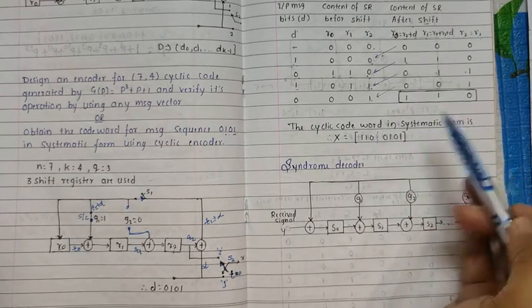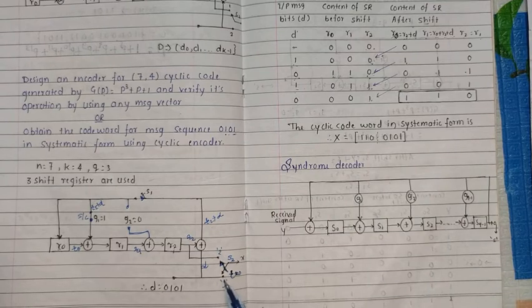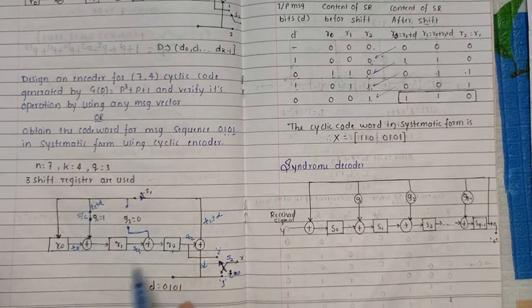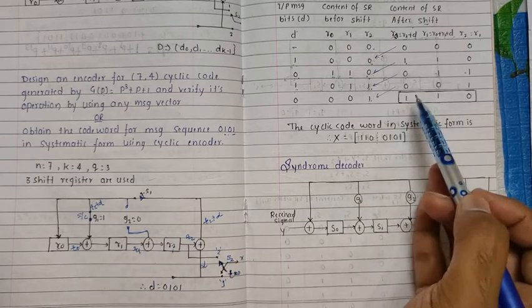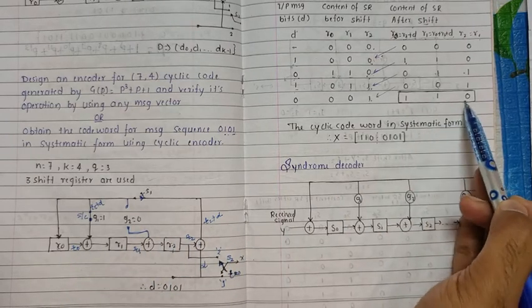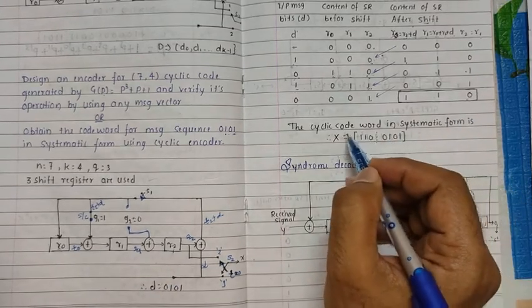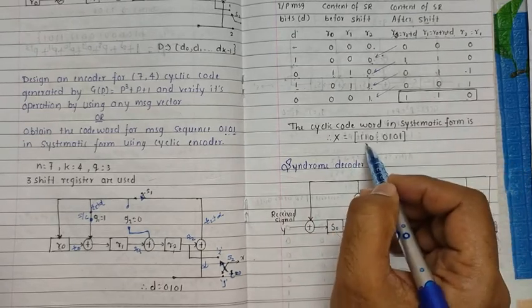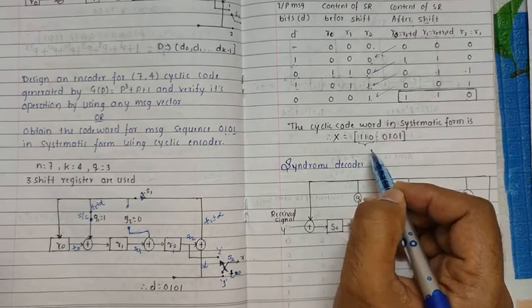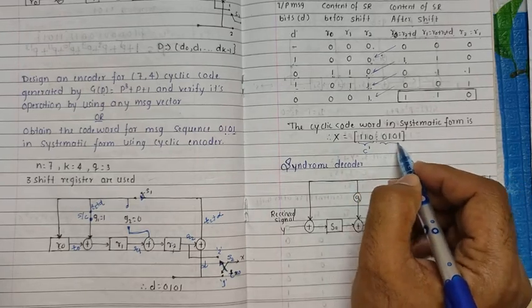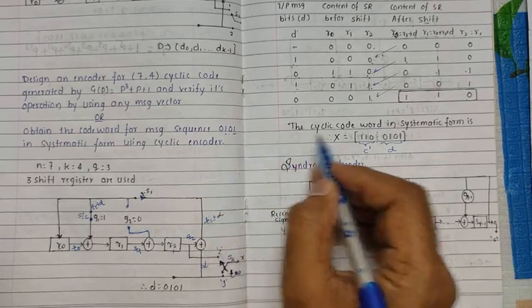So at the end of the last input bit, what are the contents available in the shift register? 1, 1, 0. So what will happen at the end of the last bit? This switch S2 is connected to the terminal number 2. Right, so whatever the contents available in the shift register will be fetched to the output side. So what are the contents available in R0, R1 and R2? 1, 1, 0. So these are what? These are giving us the check bits. That's why we have written the final code word in the systematic form as these are our check bits, followed by our input D, 0, 1, 0, 1.